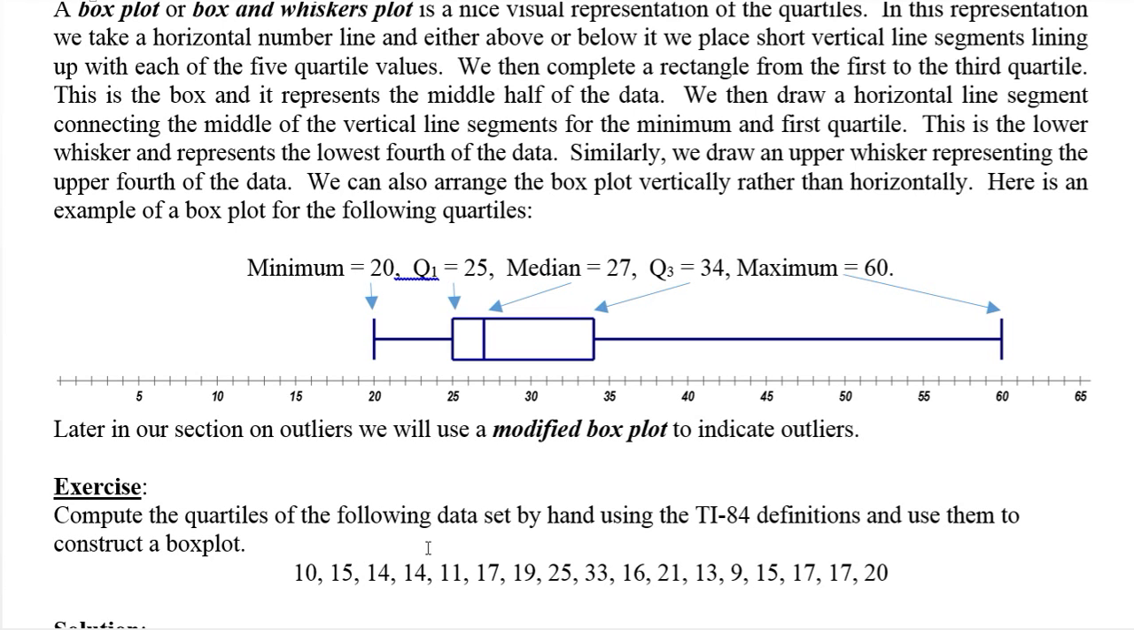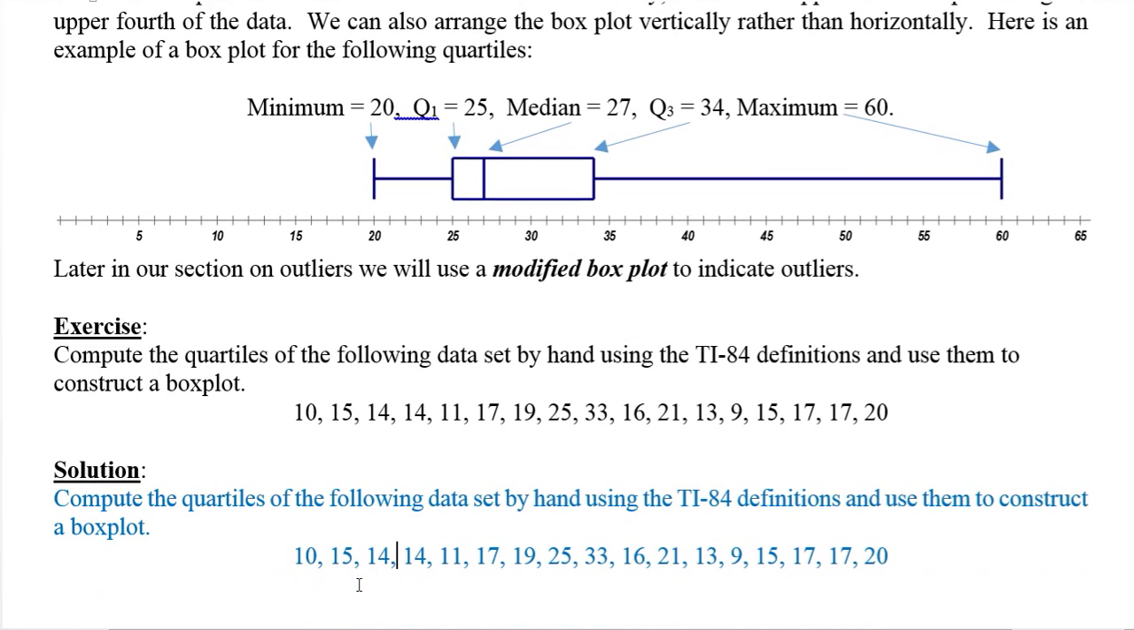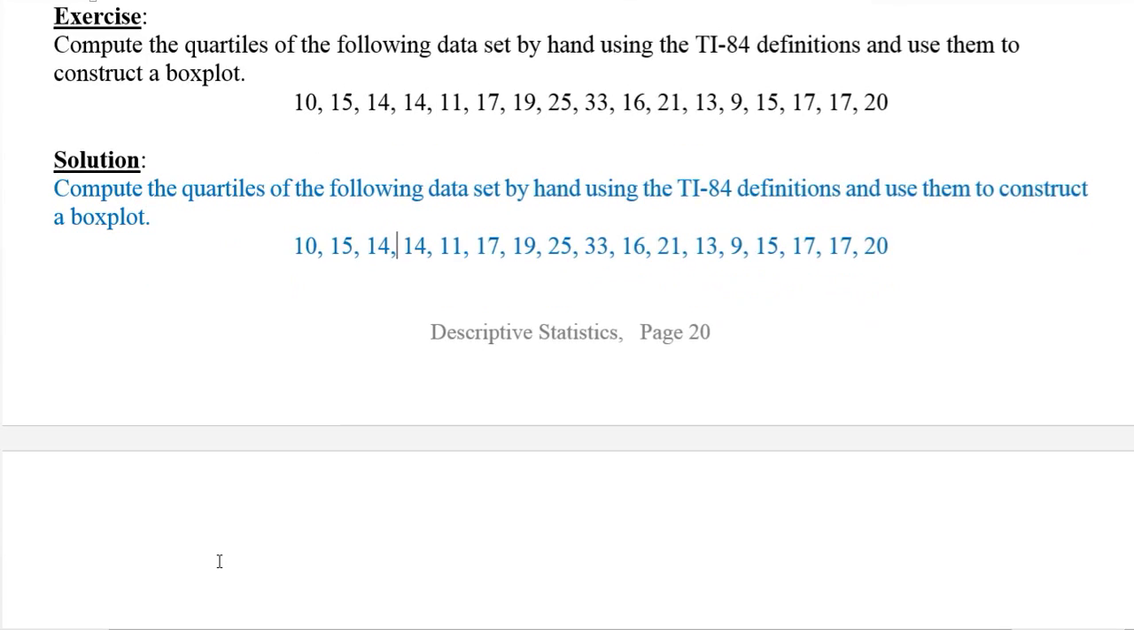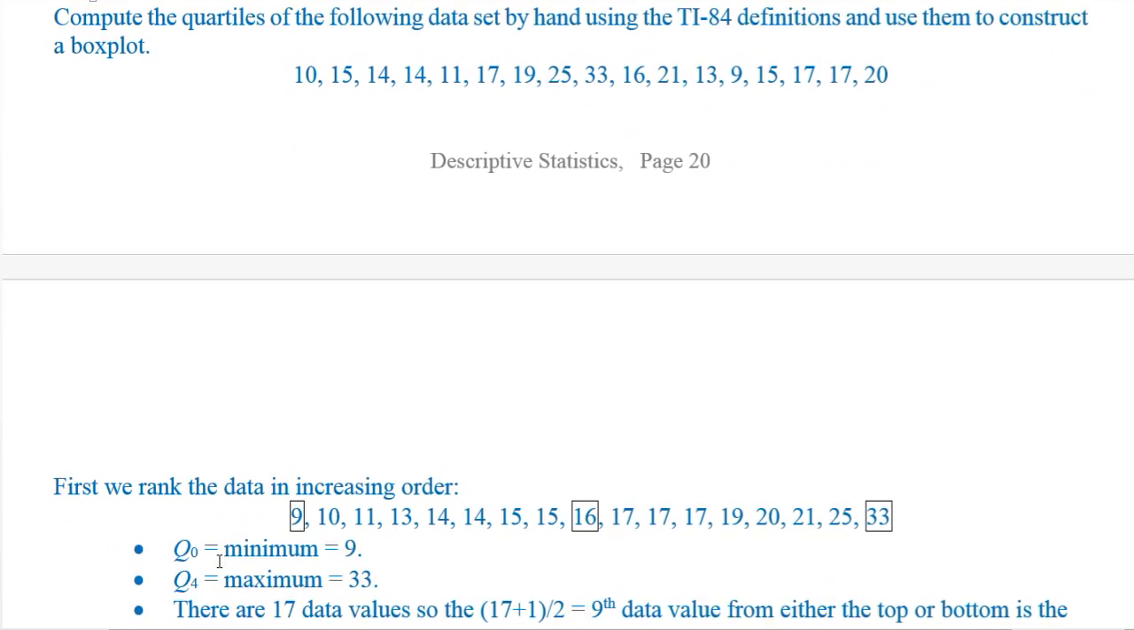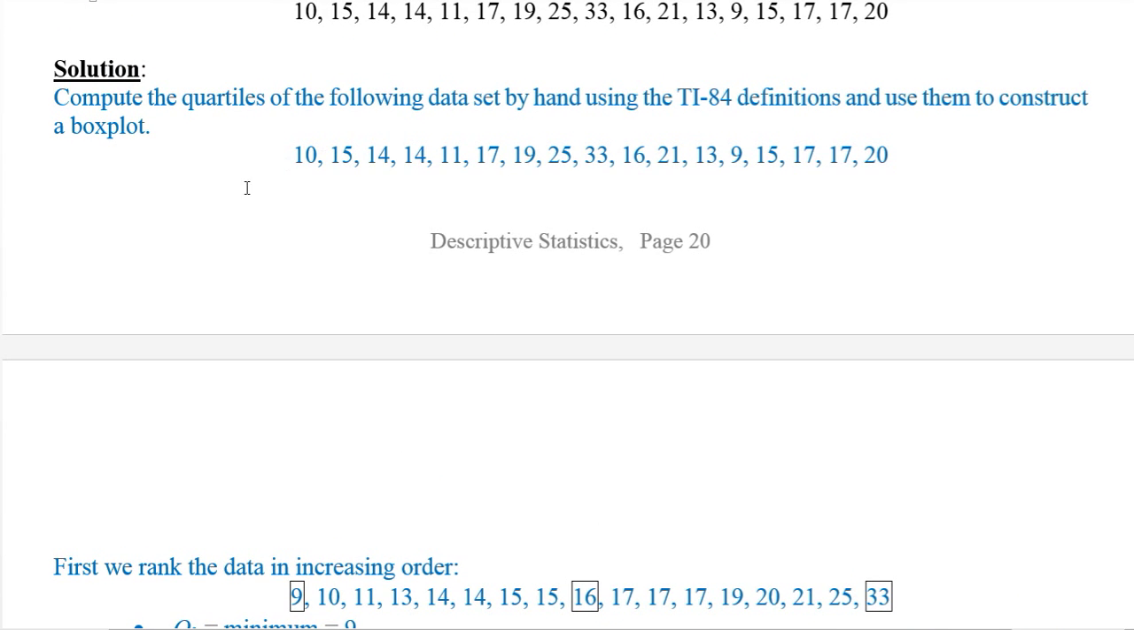Press pause now. Well, the first thing we have to do is take this data and put it in order. We're going to do this completely by hand. Here's the same data set reordered from lowest to highest, increasing order. First of all, the minimum is easy to see: it's 9, and the maximum is 33. Now let's see, I have 1, 2, 3, 4, 5, 6, 7, 8, 9, 10, 11, 12, 13, 14, 15, 16, 17 data points.